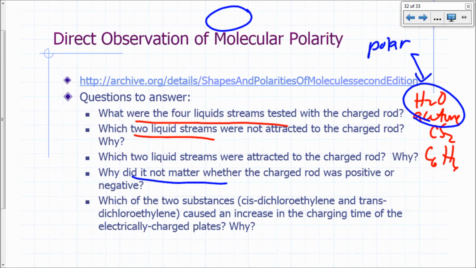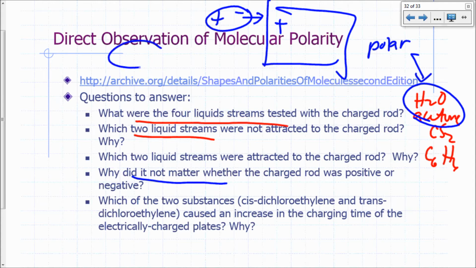Because like if this was positive and that's negative and the rod here was positive, what happens? The negative would be attracted. But what if you have a negative rod? This thing will just turn around, right? This one will still be attracted to your rod.